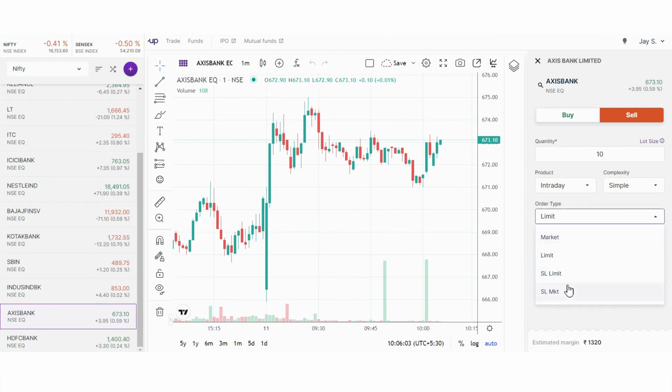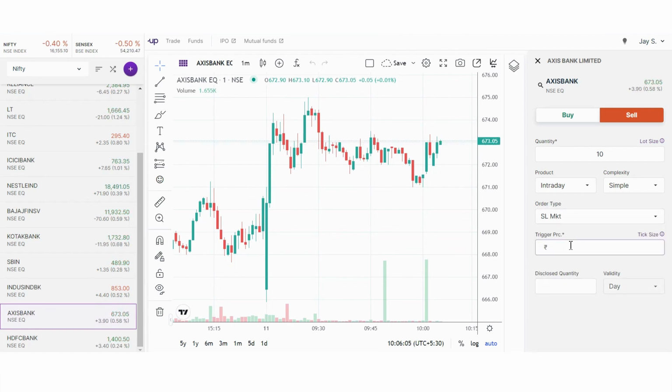First we'll see stop loss market, right? Here you can see only one price which you have to enter, that is the trigger price. Right now you can see the stock is fluctuating at around 672, 673. Let's say that I had bought the stock at 700. So maybe my trigger price can be 650. At 650, if the stock reaches 650, then just sell it off immediately at market order, right?